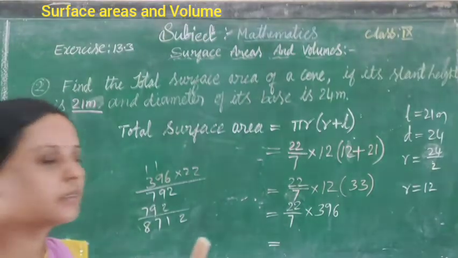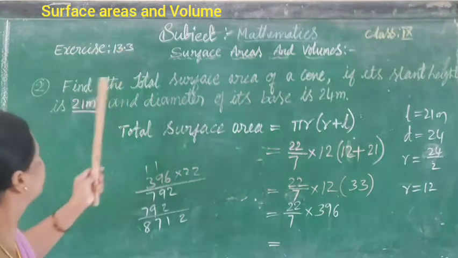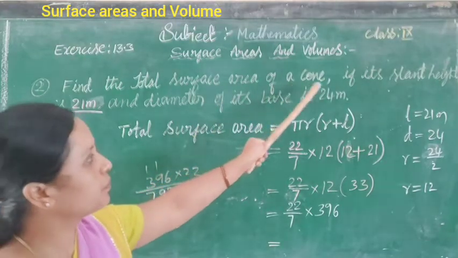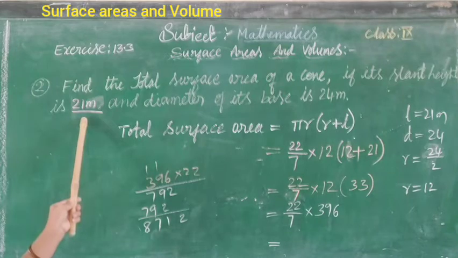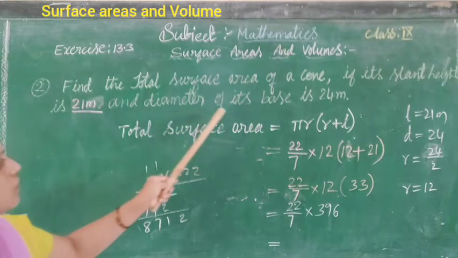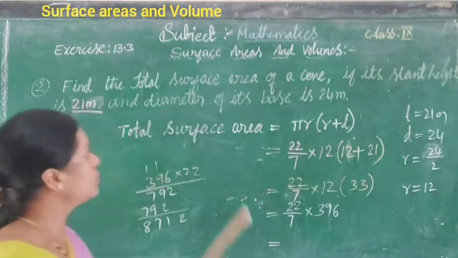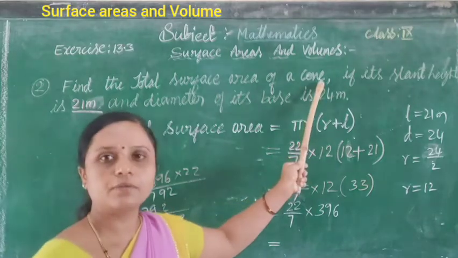Students, now we can discuss the second question from 13.3 exercise. The question is, find the total surface area of a cone if its slant height is 21 meter and diameter of its base is 24 meter. So what is to be found out? Here we have to find the total surface area of a cone.